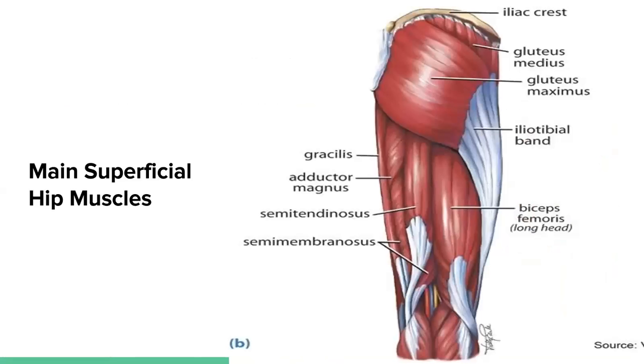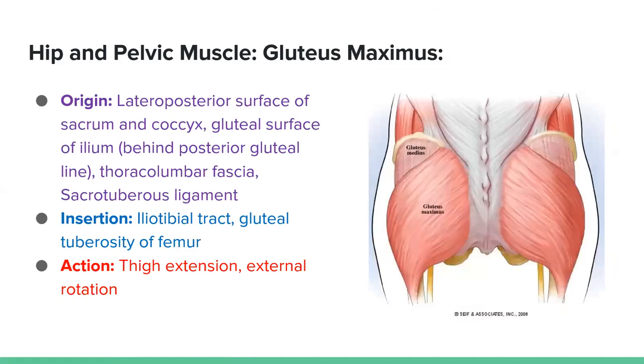Of course, now we go into the superficial hip muscles, superficial being the surface muscles. We're not going too deep into detail of deeper muscles. We have the hip and the pelvic muscles. First, we're going to go over the gluteus maximus, which you can see right here. It's the very bottom portion of your glutes.